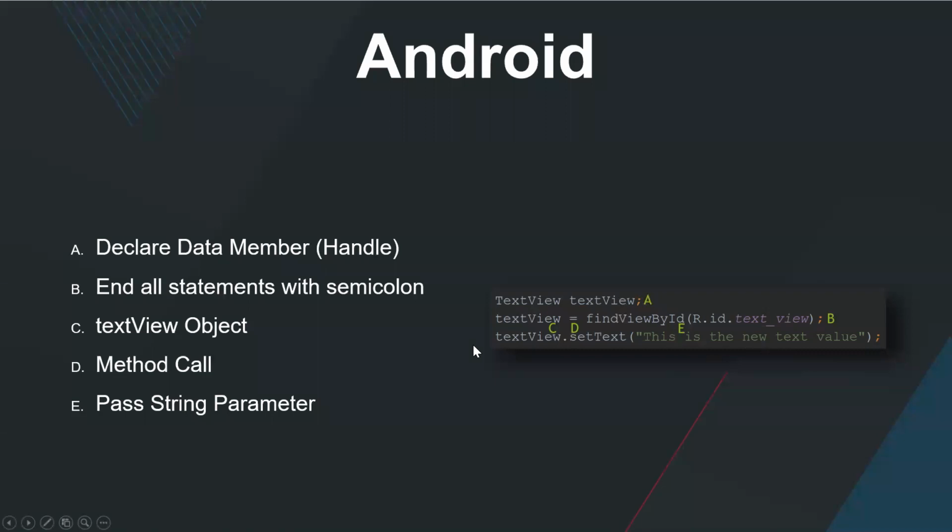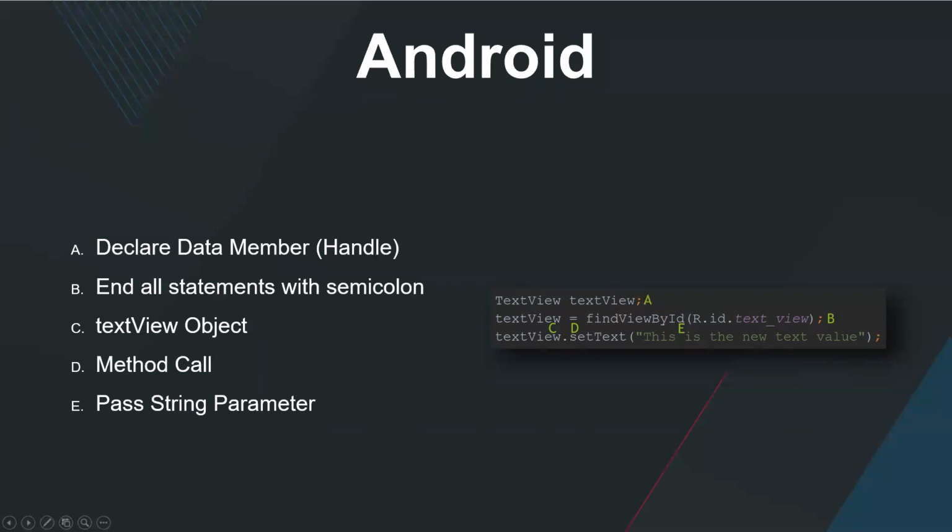First, we'll add an ID to our XML code. Then we'll have to declare the data member, which is our handle. After that, we will assign the value of our data member, our TextView object, with a semicolon here. We're going to use the assignment operator to assign it the value of finding our view, our component, by its ID, and the ID is textView. So now we have that. Now any manipulation we do to this TextView object will be reflected on the screen.